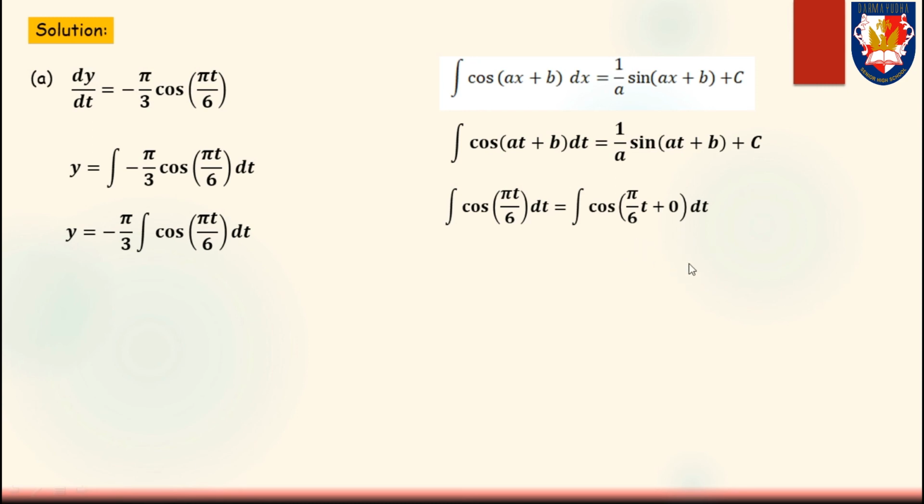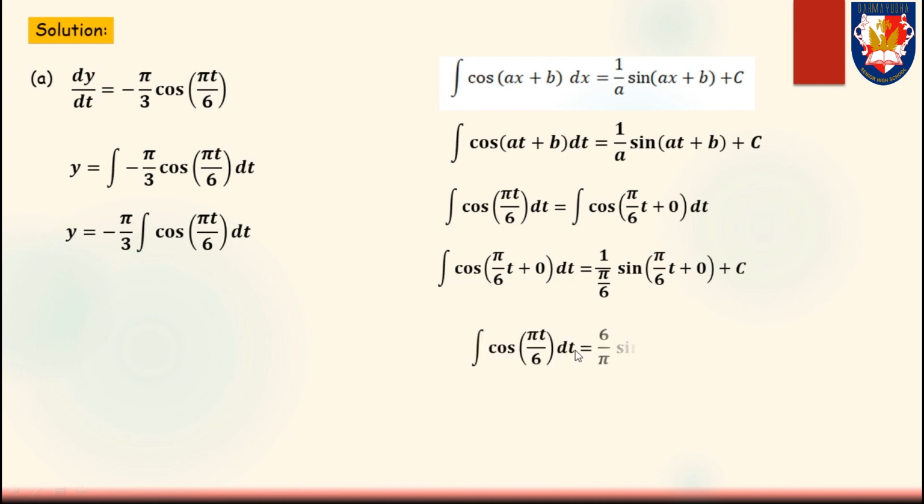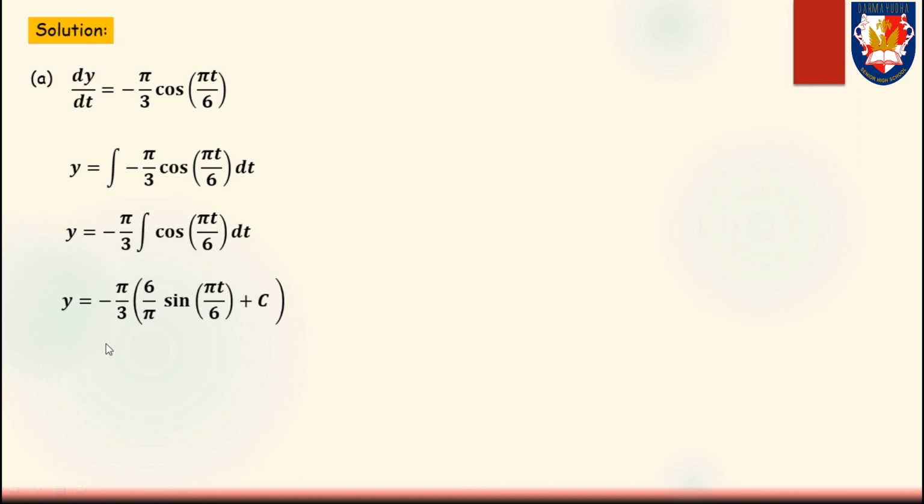Now we will use the formula, so it will be the integral of cosine pi over 6t plus 0 dt equals 1 over pi over 6 sine pi over 6t plus 0 plus c. Simplifying this will give the integral cosine pi t over 6 dt equals 6 over pi sine pi t over 6 plus c. Now we will use this value and substitute to the calculation. We have y equals negative pi over 3 times 6 over pi sine pi t over 6 plus c. Simplifying this will give negative 2 sine pi t over 6 plus c. So we have worked that y equals negative 2 times sine pi t over 6 plus c.